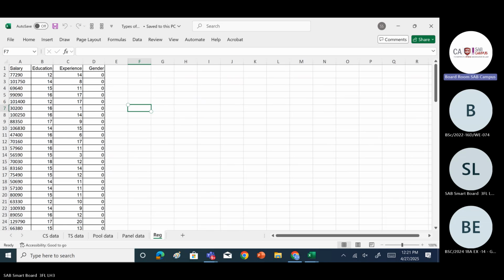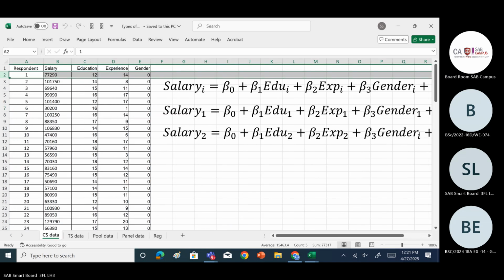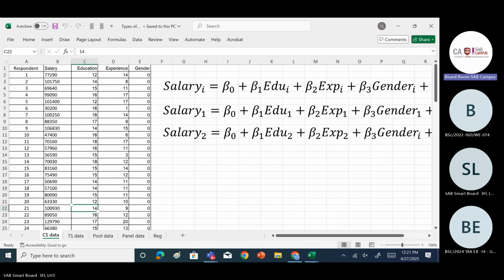By looking at this data set, develop the research topic quickly. So what are the variables? Tell me the variables here. Salary, education, experience, and gender, with 100 respondents. Tell me the research topic, just by looking at these variables.